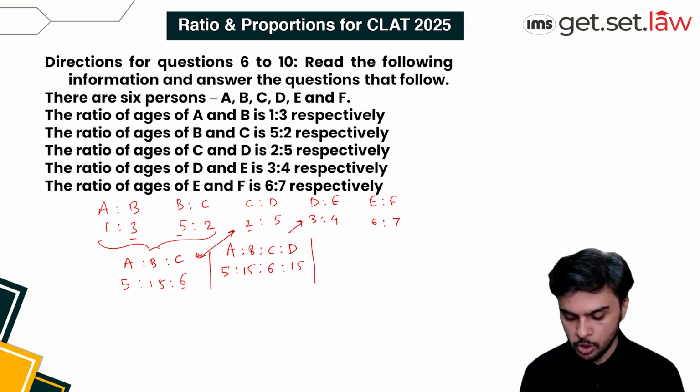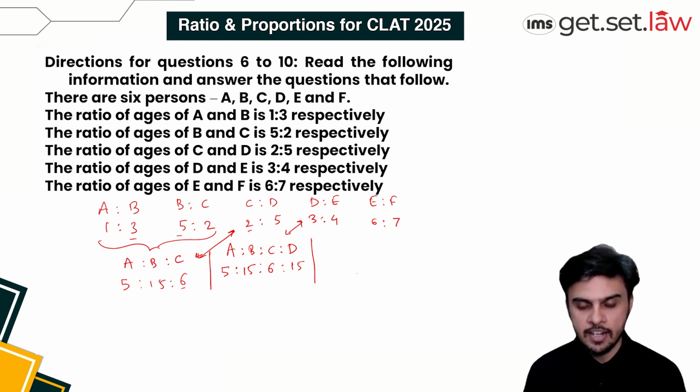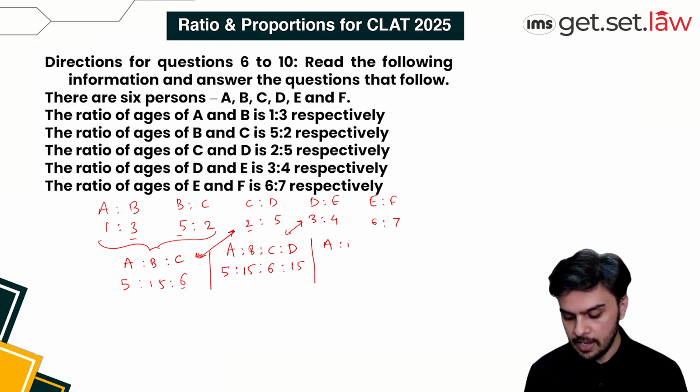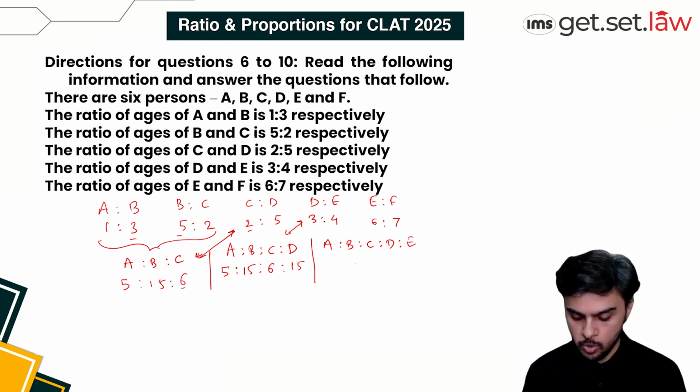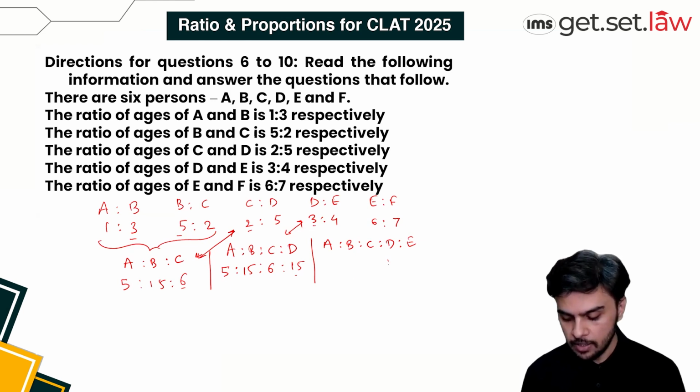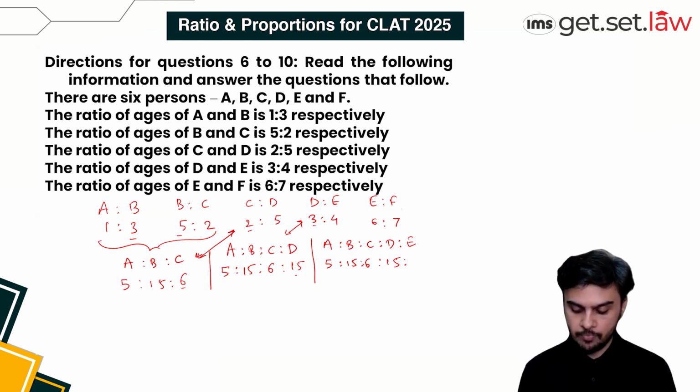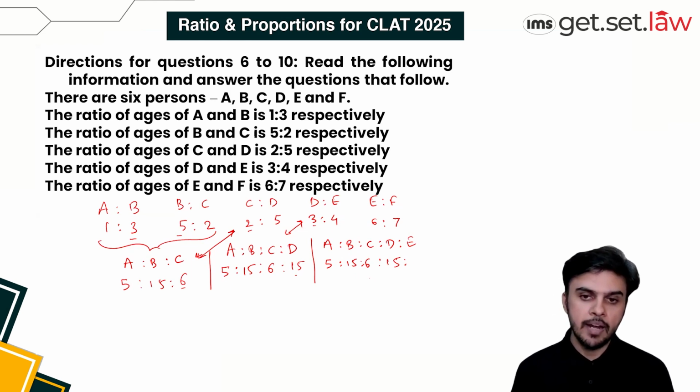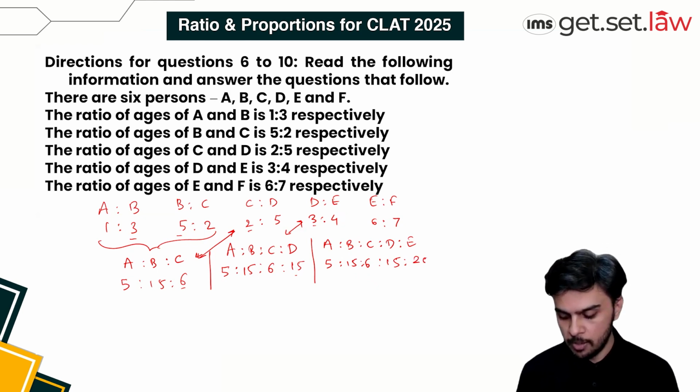Now we can again combine these two ratios, A, B, C, D along with B and D. So we will get A:2B:2C:2D:2E. Now the common element is D, values are 15 and 3. LCM is 15, so values of ABC will not change. 5, 15, 6 and 15. E will be multiplied by 5 because 3 into 5 is 15. So 4 into 5 will become 20.